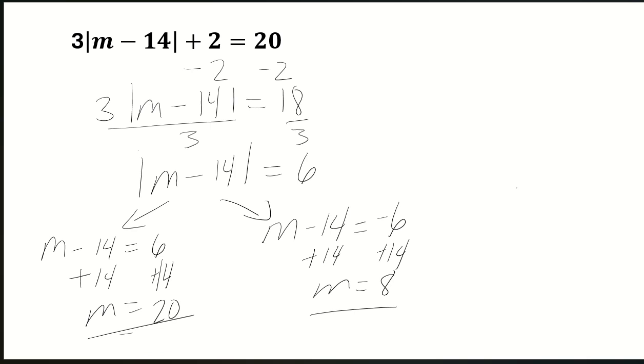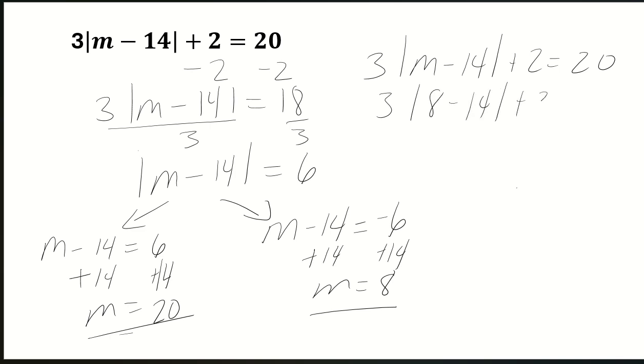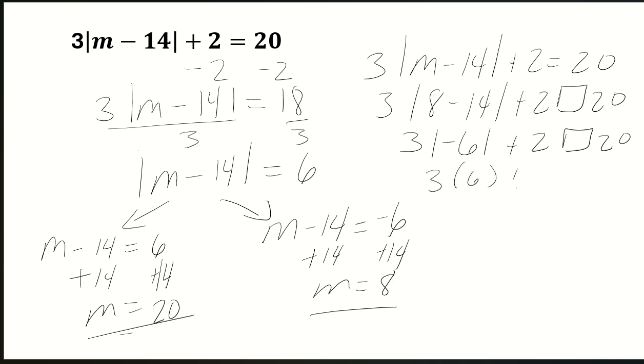Now, if you want to check and say, hey, I don't really know, let's check. We're not going to check all, but let's check this one with the 8, okay? So we're going to say 3 times the absolute value of M minus 14 plus 2. We're going to just rewrite the equation here. And then instead of M, we're going to put 8. And we're going to see, is it really equal to 20? We're going to just do order of operations. 8 minus 14 is going to give you a -6. Then the absolute value of -6 is +6. So that's 3 times 6 plus 2. And as we can see, that is going to give us 20.